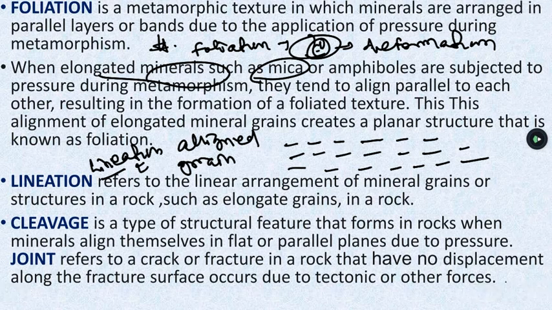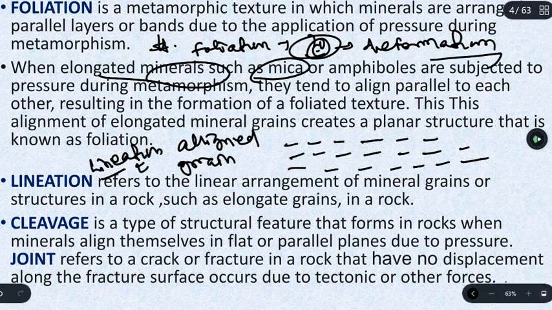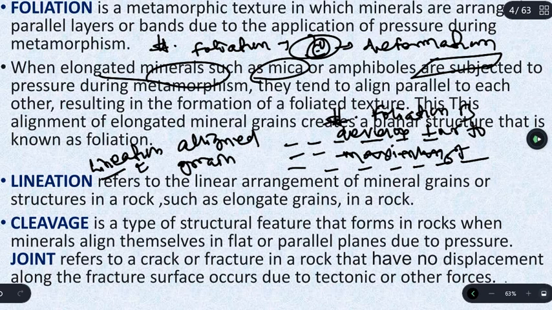two-dimensional. There will be a plane. It will form like parallel layers or bands. It will form like this. But the subject to condition is when the foliation is developed. Foliation is developed perpendicular to the maximum stress, that is sigma 1. If the stress is applying, suppose this is the sigma 1.